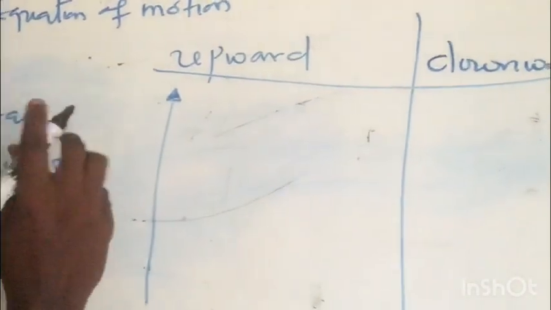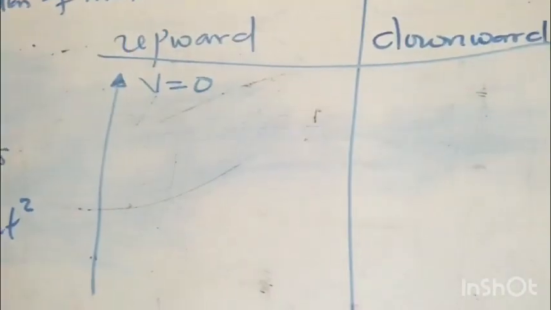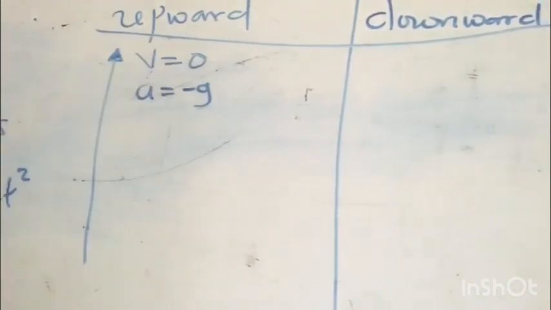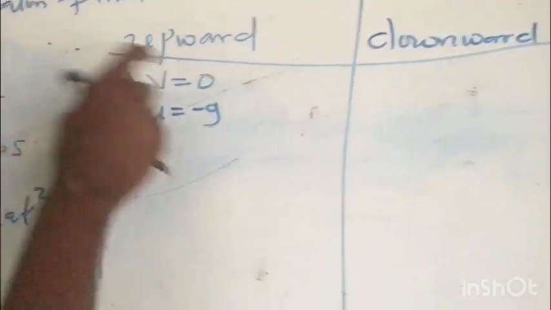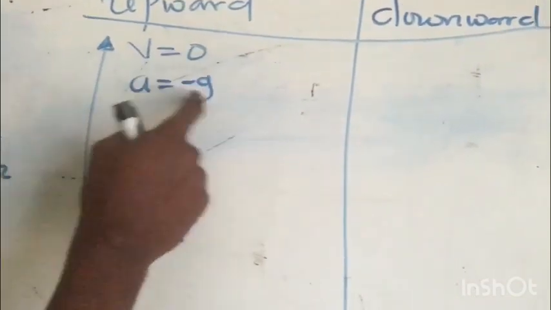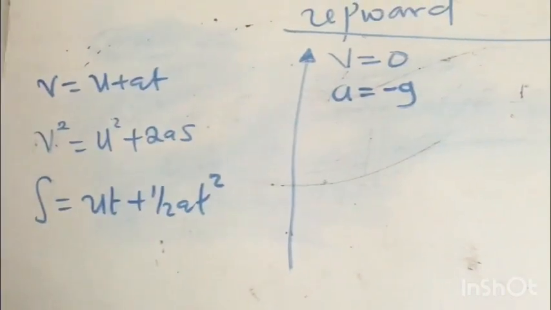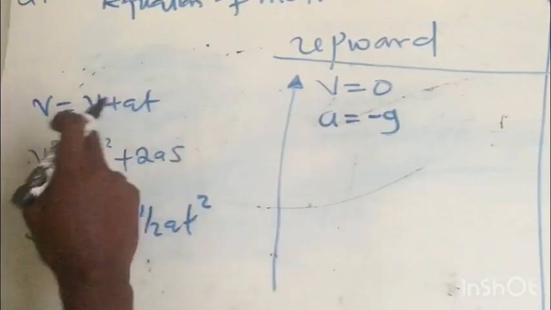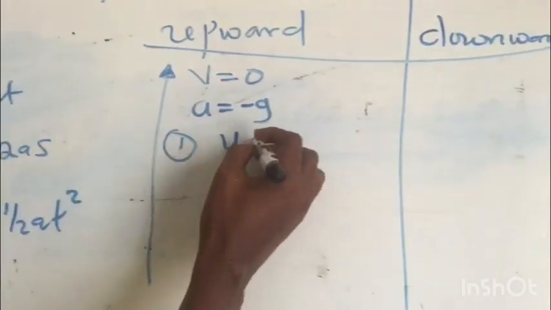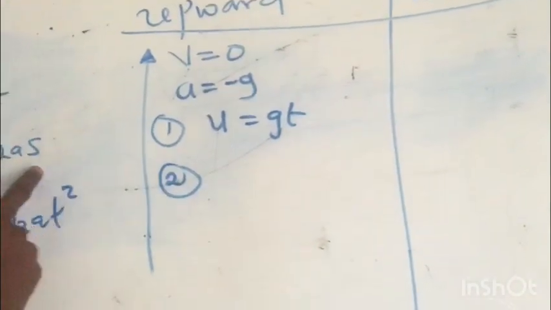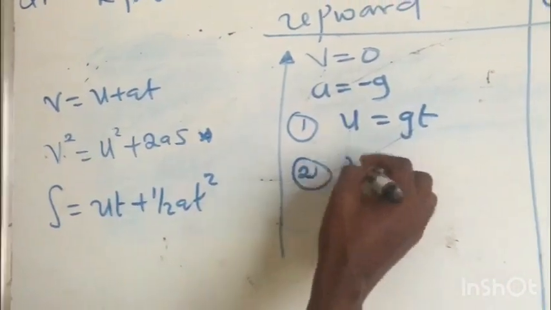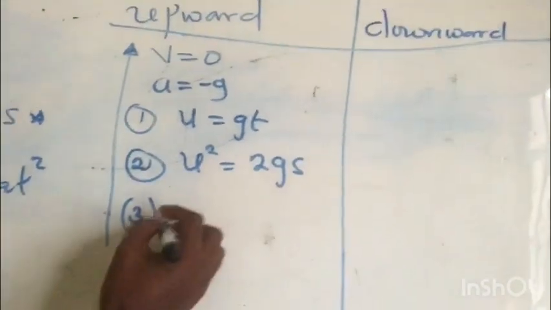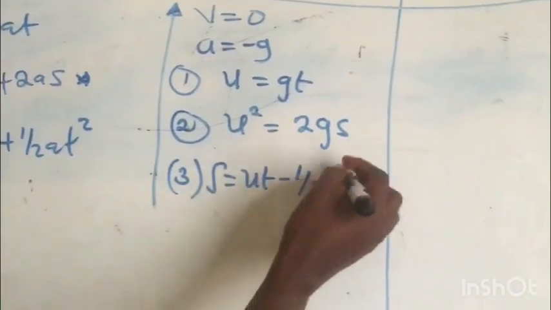So for every upward motion, the final velocity equals zero. And since it is upward, it's negating gravity, so our acceleration equals minus g. If you substitute v equals zero and a equals minus g into the equations of uniform motion, the first equation gives u equals gt. The second equation gives u squared equals 2gs. And the third equation becomes x equals ut minus half gt squared.